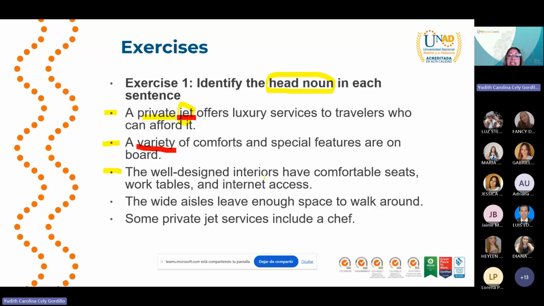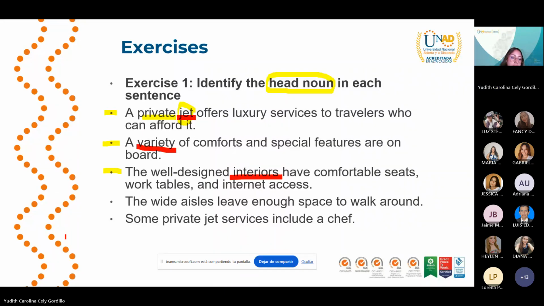The well-designed interiors have comfortable seats, work tables, and internet access. What is the head noun in this statement? Well-designed interiors. Interiors, that's right, because it speaks about the interiors. All those different characteristics, well designed, comfortable, internet access, but the head noun, the main part, is interiors.